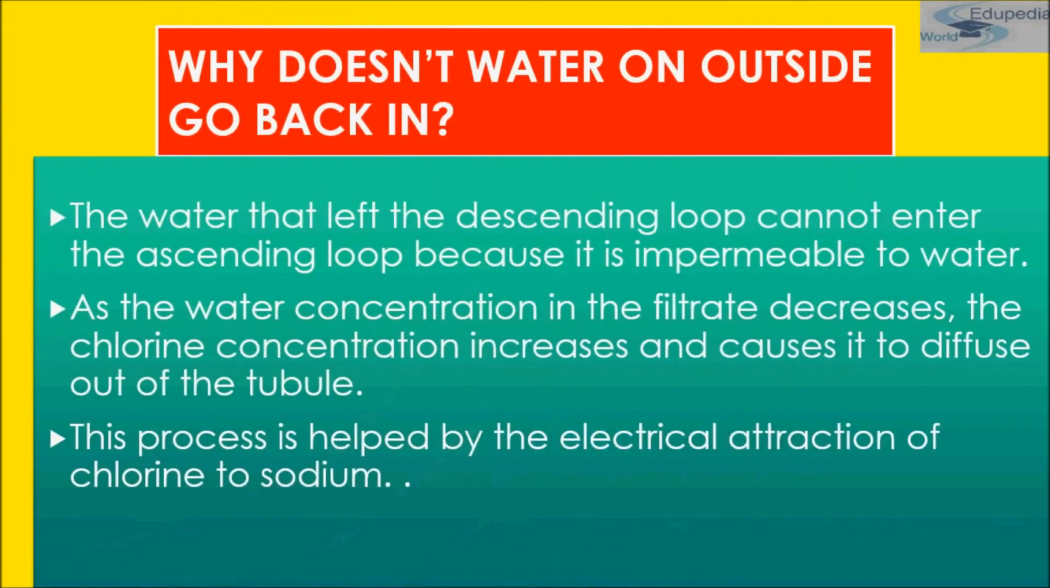Now the question arises, why doesn't the water on the outside go back in? The water that left the descending loop of Henle, I have shown you the two loops, ascending and descending, cannot enter the ascending loop because it is impermeable to water. As the water concentration in the filtrate decreases, the chlorine concentration increases and it causes it to diffuse out of the tubule. And this process is helped by the electrical attraction of chlorine to sodium.